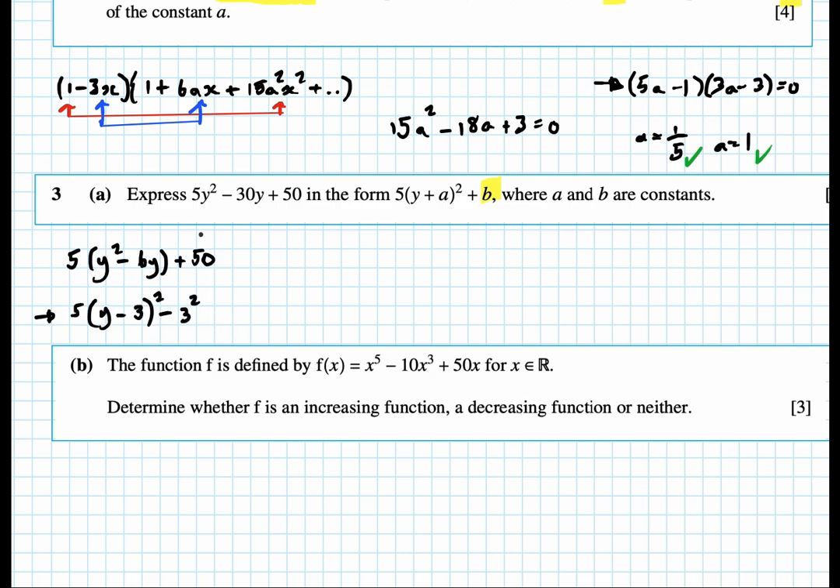And we'll end up with a plus 5, I believe, because our 5 times 9 is 45. So 5 bracket y minus 3 close bracket squared minus 45 plus 50. So our constant at the end will be 5. That's straightforward enough. So just make sure you look at the in the form part. Make sure there's no extra brackets around the outer edge, so that our b is in fact free of brackets, as we said. Okay.